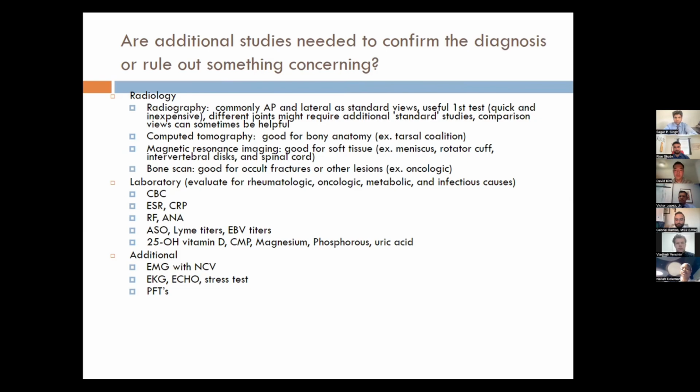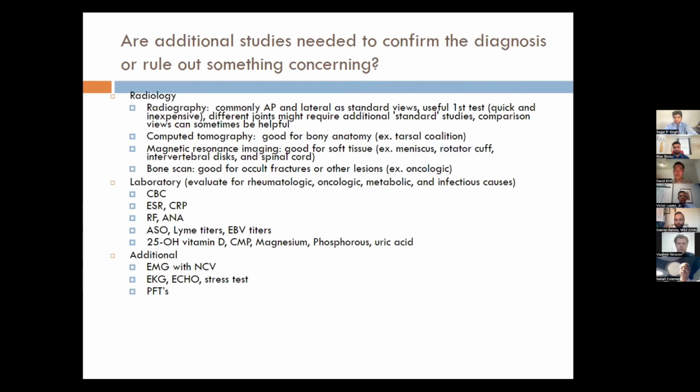You can also see that sometimes on MRI, but MRI we typically get for soft tissue like meniscus, rotator cuff, disc problems, and spinal cord problems. For most insurance companies, you're going to have to get an x-ray first before you can get any secondary study like a CT or MRI. You can also get a bone scan if you're worried about a occult fracture or other lesions for your oncologic concerns.